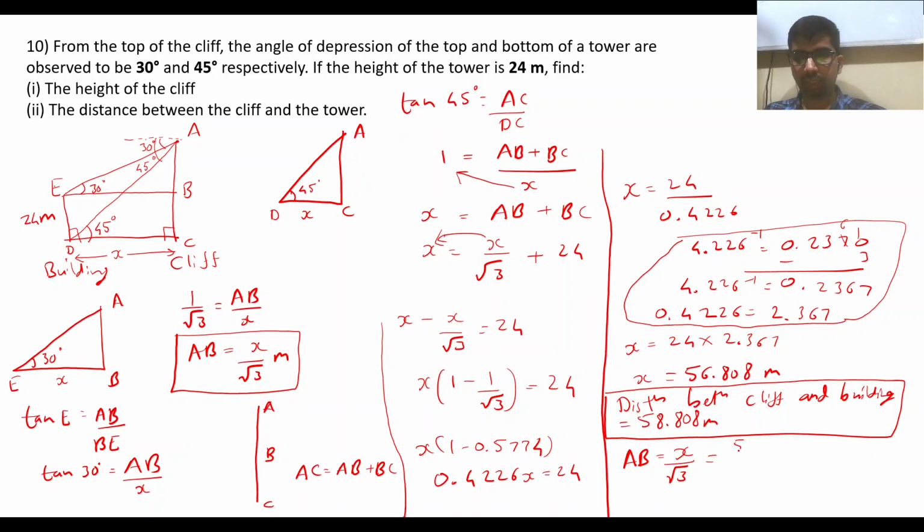X का वैल्यू मिला 56.808 अपॉन रूट 3. रूट 3 का रेसिप्रोकल भी नो 0.5774. अभी डायरेक्टली कर रहा हूँ मैं. ठीक है. 56.808 into 0.5774 का वैल्यू रन करो. 56.808 into 0.5774 is 32.80 meters.